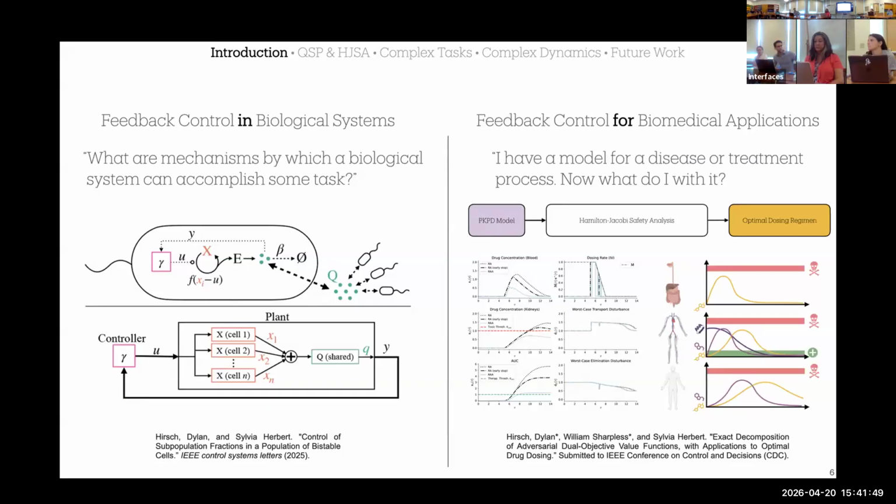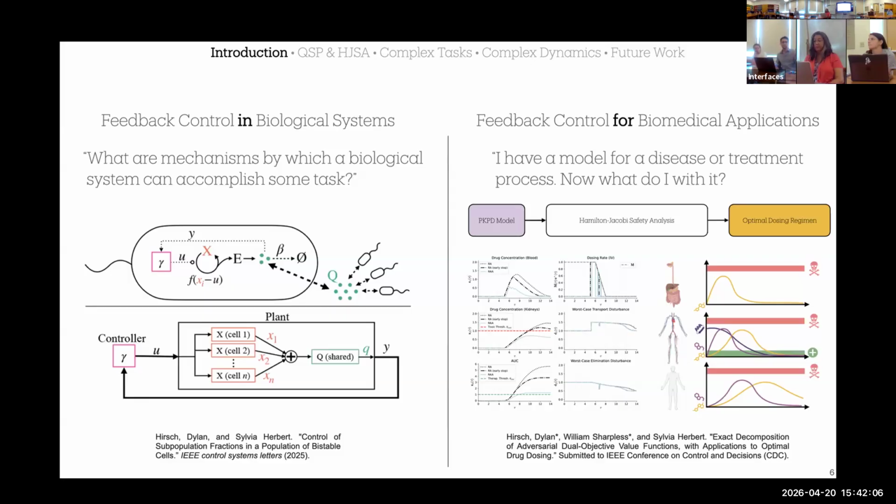So this is the perspective on feedback control in biological systems, and we have a paper on this that I really like and would love to talk to you more about. So if people are interested in this idea of how we look at biological systems from a mathematical point of view, please grab me afterwards. Unfortunately, I don't have enough time to talk about that.